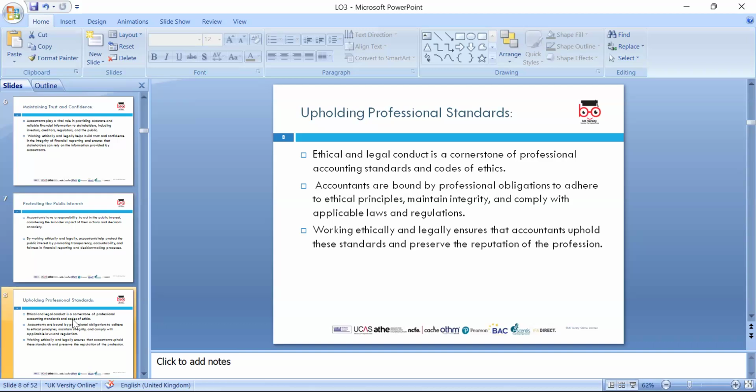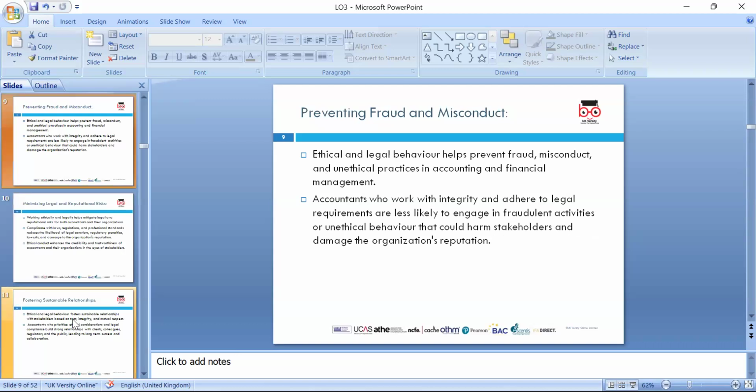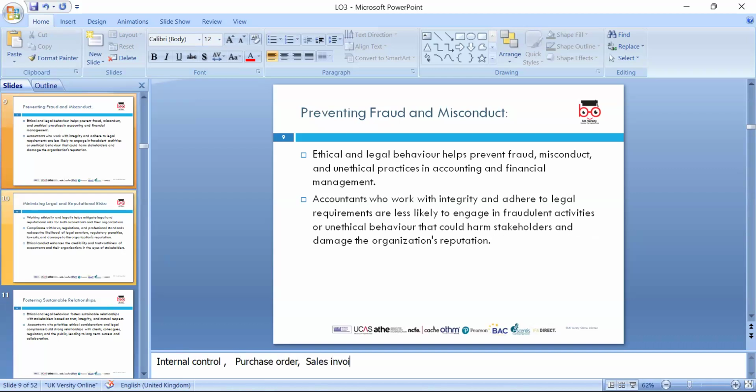Ethical and legal conduct is the cornerstone of the accountant, and the code of ethics is what we really need to promote. Preventing fraud and misconduct. In our organization, an internal control system needs to be in place. For example, with invoices, you have a purchase order, and you have the sales invoices. It shouldn't be one person dealing with everything. There should be a segregation of duties, so different people deal with it, to help protect against misconduct and unethical practices in accounting.